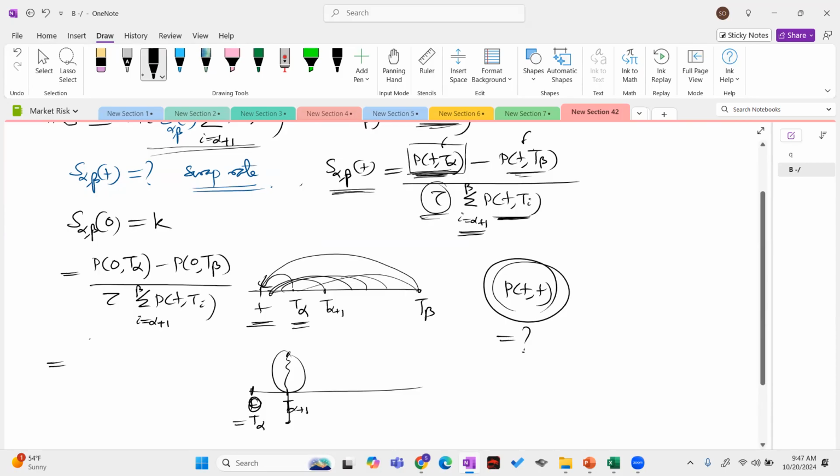Zero coupon bond maturing at T, valued at T. It is 1. Exactly. There is no discounting. It is 1. So P(0,0) would be 1. And this is something probably you would have seen.